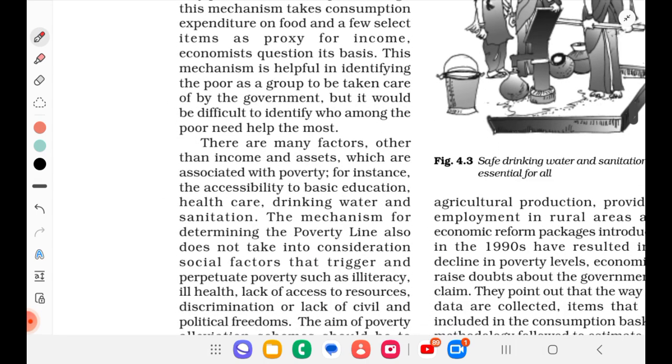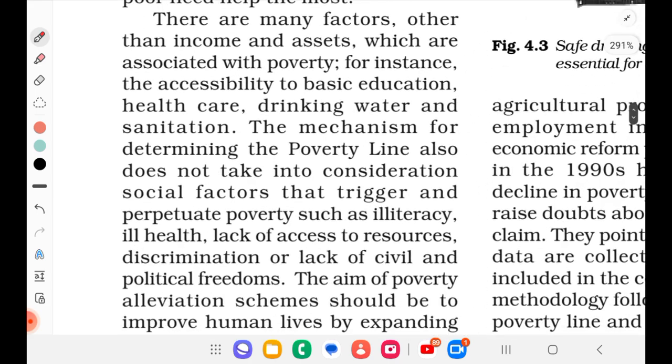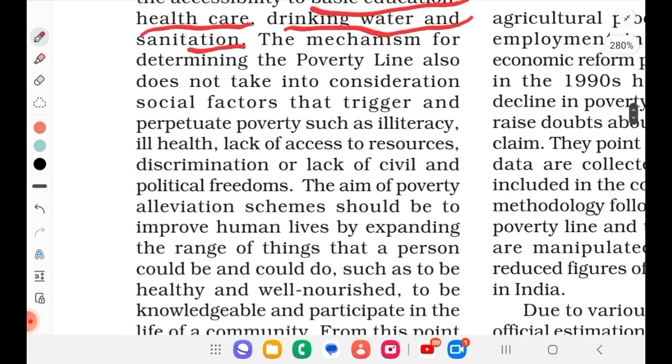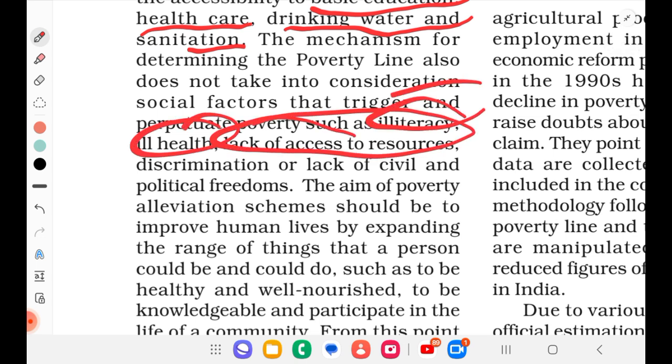There are many factors other than income and assets which are associated with poverty, for instance the accessibility of basic education, healthcare, drinking water and sanitation. The mechanism for determining the poverty line also does not take into consideration social factors that trigger and perpetuate poverty, such as illiteracy, ill health, lack of access to resources, discrimination, or lack of civil and political freedom.